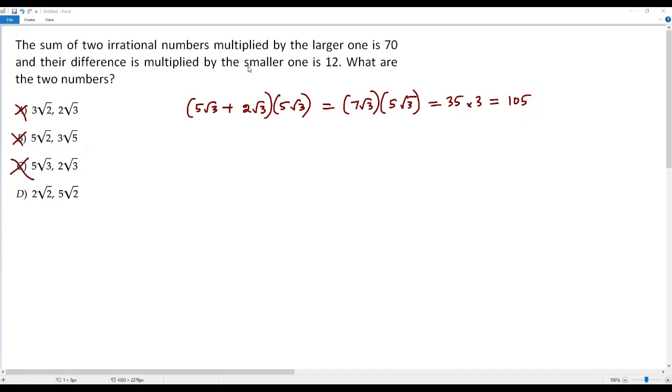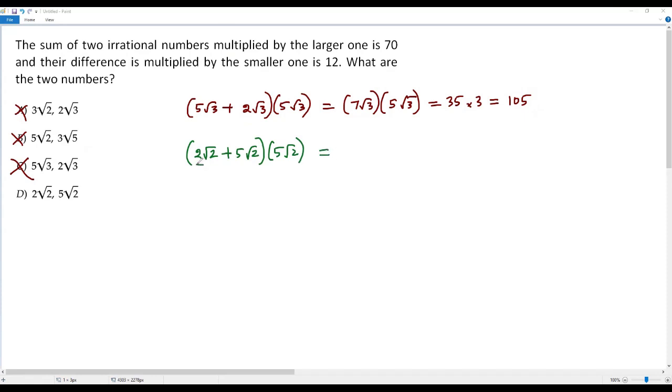Now let's consider the two irrational numbers in answer choice D. Let's take the first condition. That is, we have to get the sum. That means we have to add the two irrational numbers: 2 square root of 2, plus 5 square root of 2. Now this one has to be multiplied by the larger one. The larger one is 5 times square root of 2.